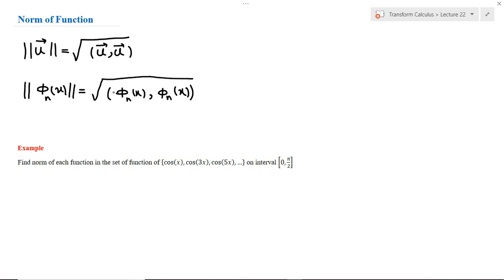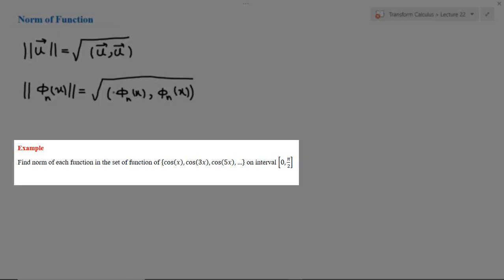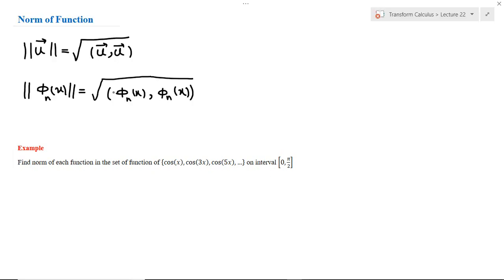So let's solve one example. In this example, we want to find the norm of each function in the set of functions cosine x, cosine 3x, cosine 5x, and so on, on the interval 0 to pi over 2. In the last lecture, we found that this set of functions is orthogonal. Now we want to find the norm of each function in this set. In fact, we have to find the norm of cosine x, cosine 3x, cosine 5x, and so on. So we cannot find them individually.